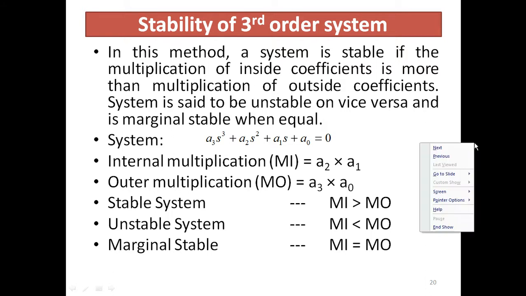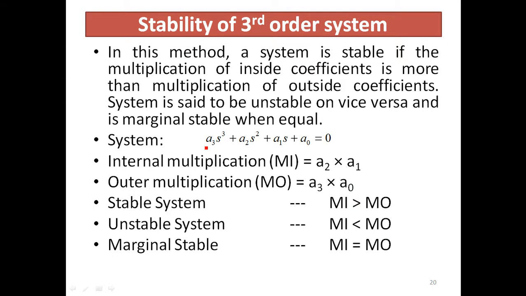Say this is your characteristic equation, where these two terms are called outside coefficients, and these two terms are called inside coefficients. So we simply multiply the outside coefficients, a3 into a0, and the inside coefficients, a2 into a1.